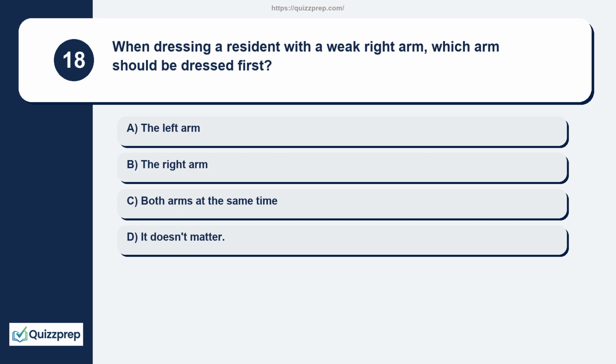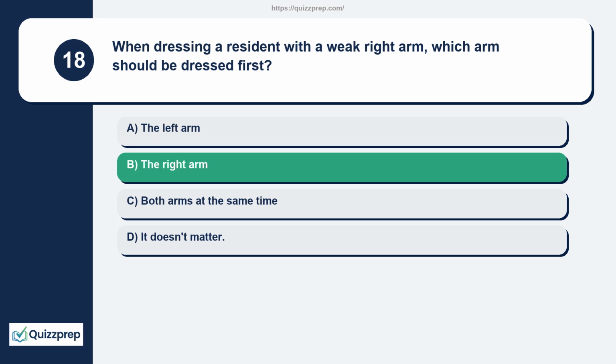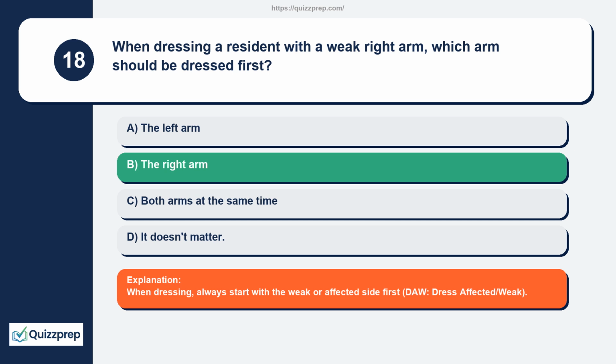Question 18. When dressing a resident with a weak right arm, which arm should be dressed first? The left arm, the right arm, both arms at the same time? It doesn't matter. When dressing, always start with the weak or affected side first. Dress affected, weak.